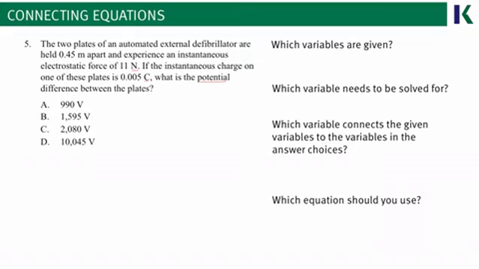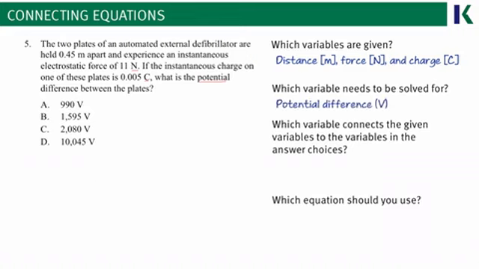Read through the question stem and identify what variables are given to us. In this case, we've been given a distance, given in meters, a force, given in newtons, and a charge, given in coulombs. What variable are we being asked to solve for in this question? The variable being asked for is the potential difference, or voltage, between the plates.